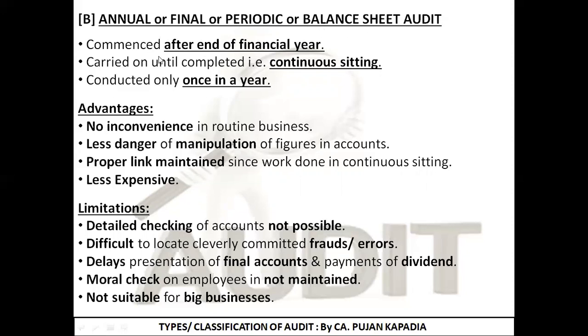Now, what is this? Let's understand by these 3 points which are written over here. First is, it is commenced after the end of financial year. That is, as soon as my year is ending, I am going to start with the work of audit after the end. So for example, if I am going to audit for financial year 2019-20, I am going to start my audit work from 31st March 2020. So this begins after the end of financial year.